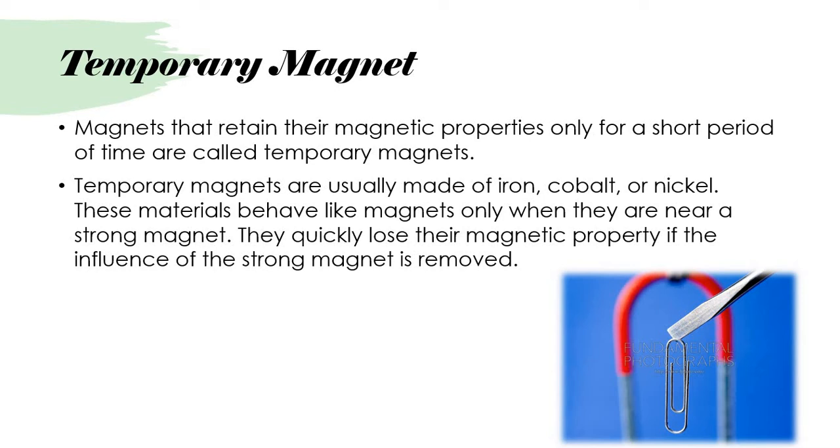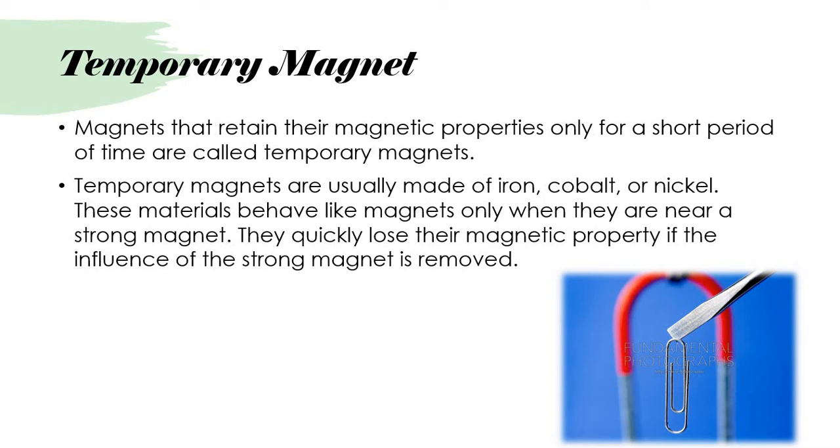So what are temporary magnets? Temporary magnets are such magnets which retain their magnetic properties for a shorter period of time. Their directive property, the attraction and repulsion property, even that north and south poles exist in pairs, all the properties of magnets are retained for a short period of time. So that type of magnet is referred to as a temporary magnet.